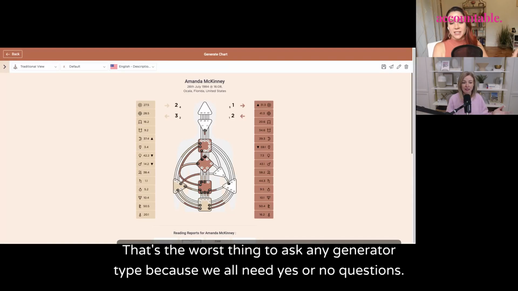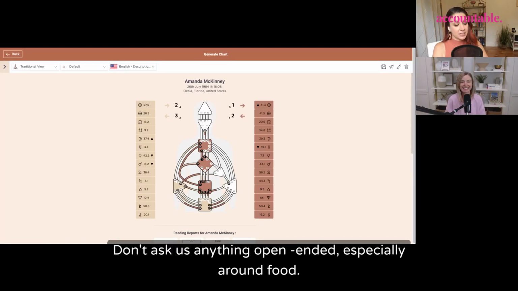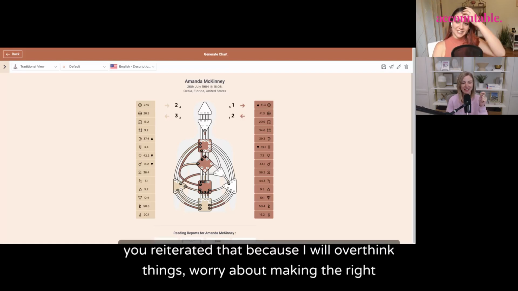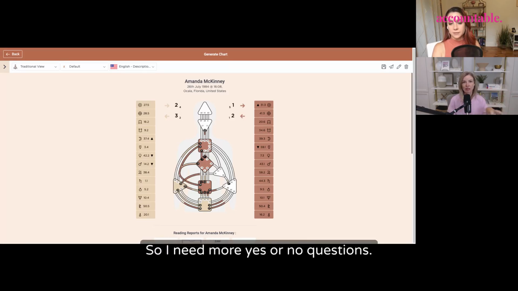That's the worst thing to ask any generator type, because we all need yes or no questions. Don't ask us anything open-ended, especially around food. Ask us yes or no. Okay, so the yes or no is really important. I'm glad you reiterated that, because I will overthink things and worry about making the right decision. This is helpful. So I need more yes or no questions.